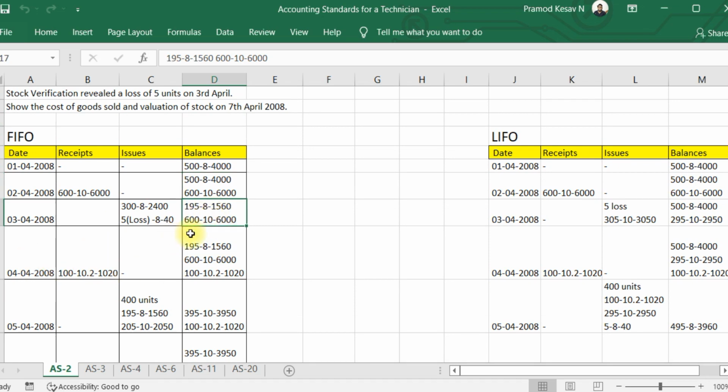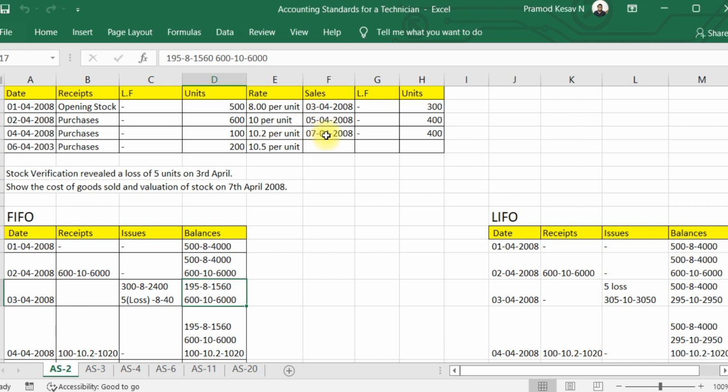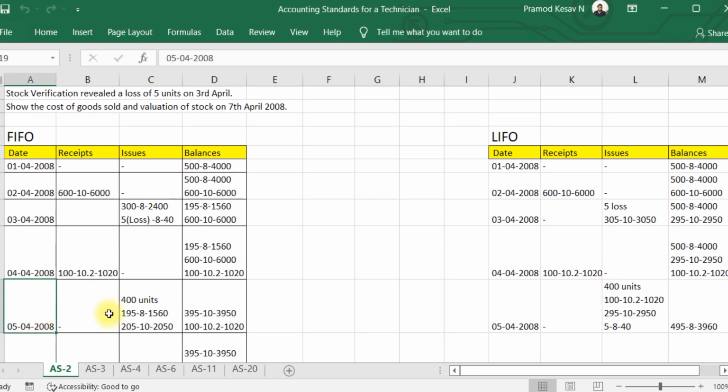And on 5th, there is a sale. For how many units? It is 400 units. So on 5th, there is a sale for 400 units. Now on 4th, we know the balance. 195 units are there at 8 per unit, 600 units are there at 10 per unit, and 100 units are there which we purchased on 4th at 10.2 per unit. So all these three are there, and on 5th we are trying to deduct 400 units.